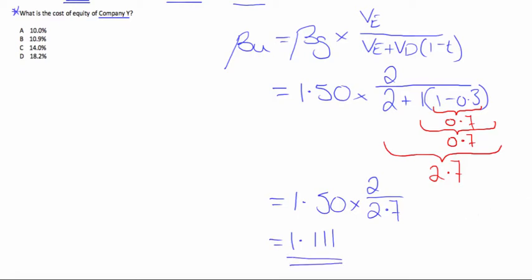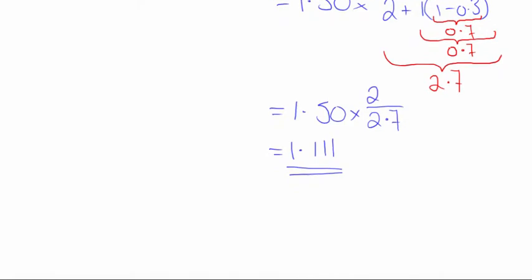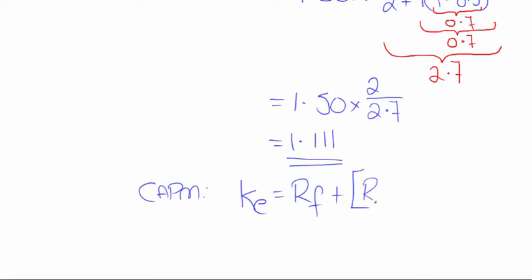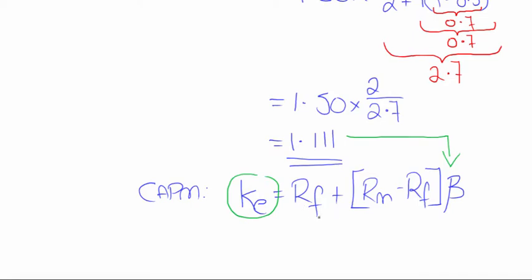Now this is the ungeared beta, which is applicable for a company that has no debt, and we can put it into the capital asset pricing model, which says the cost of equity equals the risk-free rate plus the market return minus the risk-free rate multiplied by beta. And we've just worked out the ungeared beta, so this will then work out the ungeared cost of equity, which is what we're after.